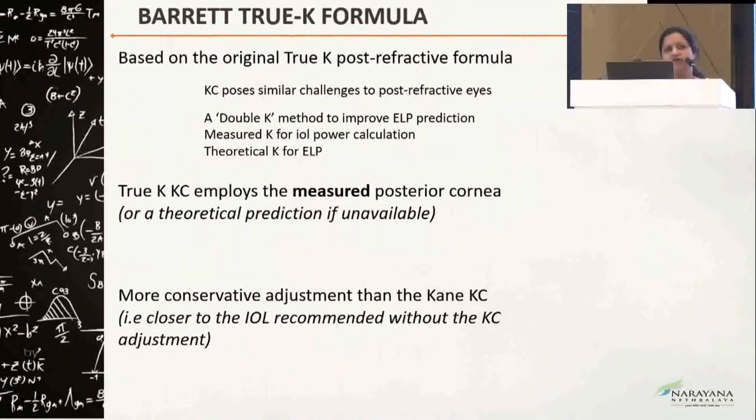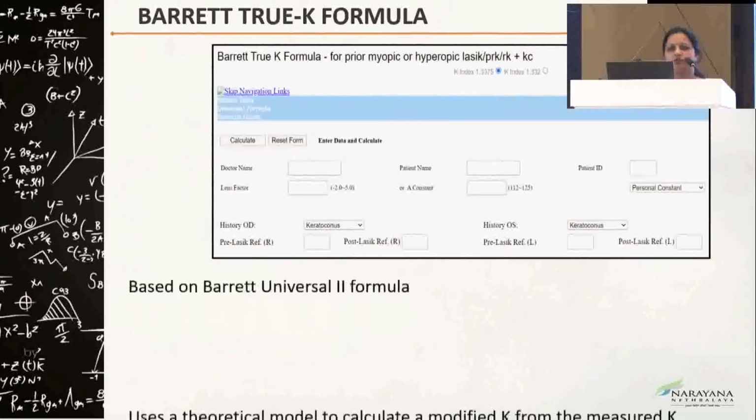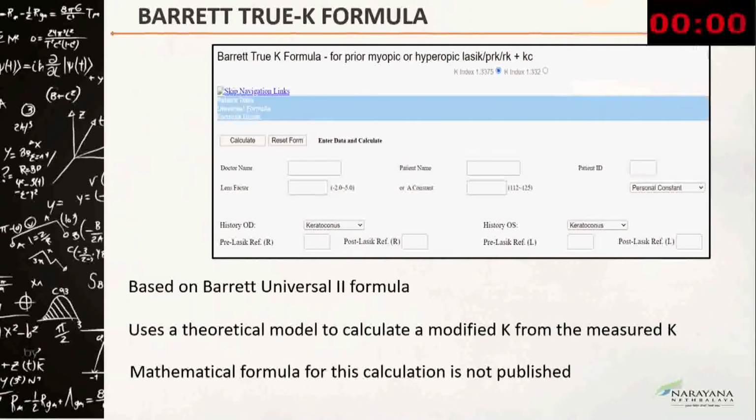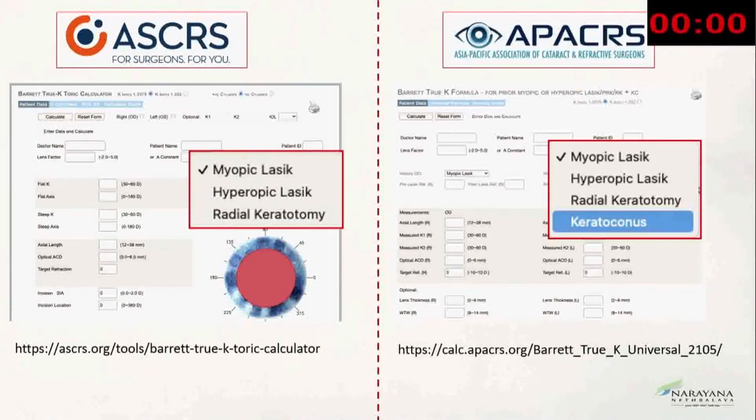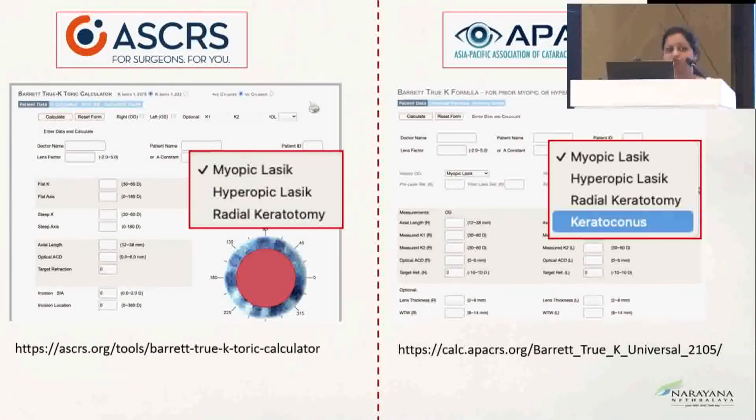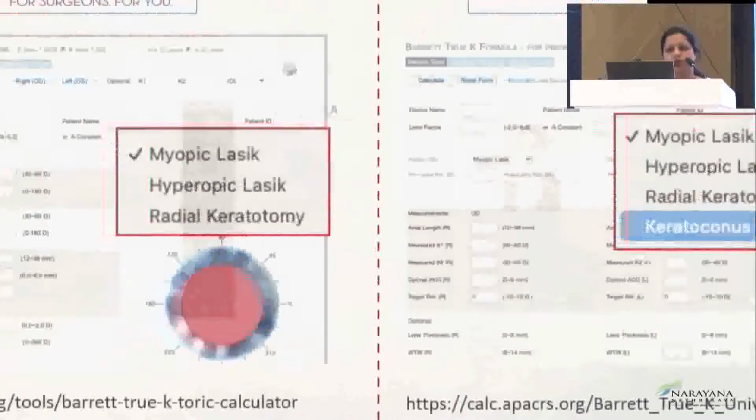In case we have biometry which does not give us a posterior cornea, we can use the theoretical prediction and enter only the anterior K values. It is more conservative than Kane KC because it is closer to the IOL recommendations which are given without KC adjustment. The mathematical formula for this calculation is not yet published. If you go to the ASCRS website, keratoconus does not appear in the drop-down menu. We need to go to the APACRS website to find the drop-down menu.